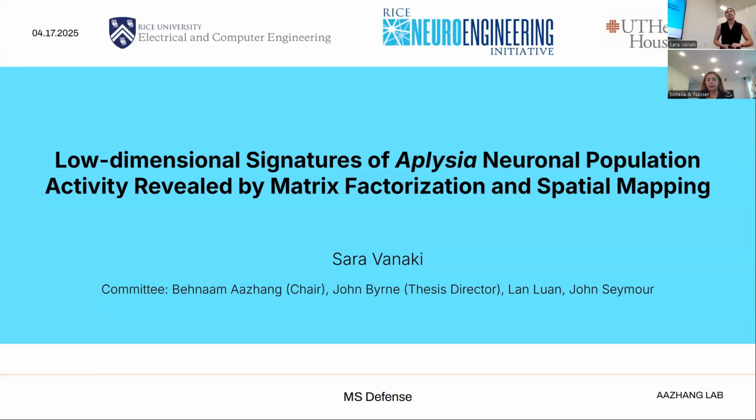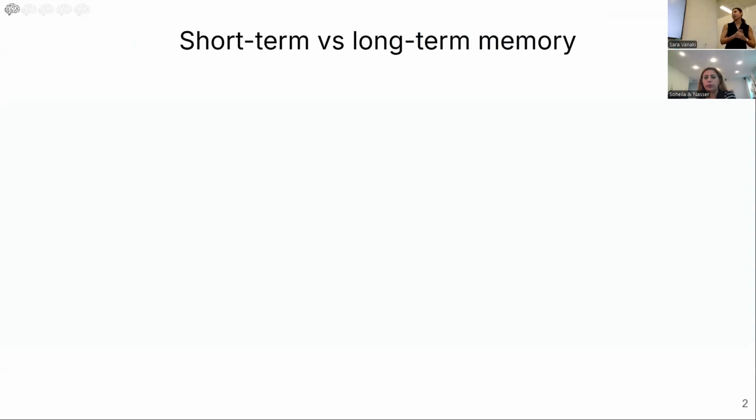Thank you for coming. Today I'm going to be giving my MS thesis defense on low-dimensional signatures of Aplysia neuronal population activity revealed by matrix factorization and spatial mapping, or in short, how long-term memory looks at the neuronal level. So, intuitively, one of the main differences between short-term and long-term memory is recall time.